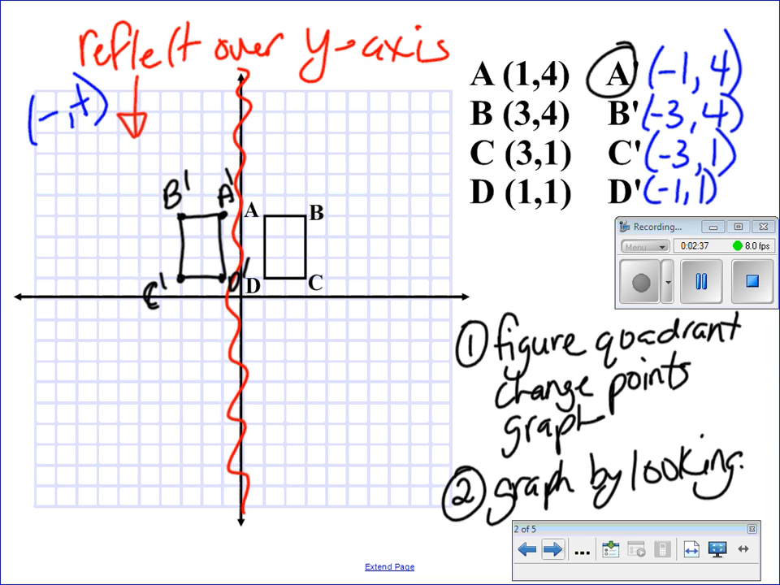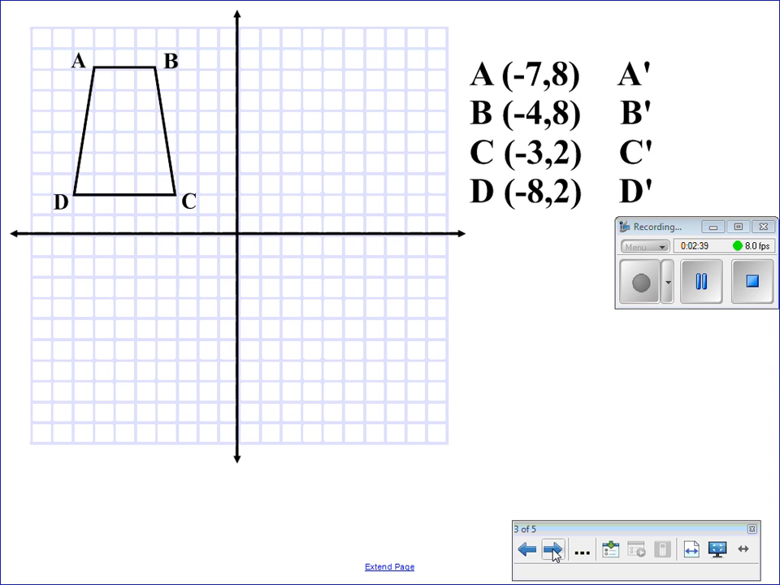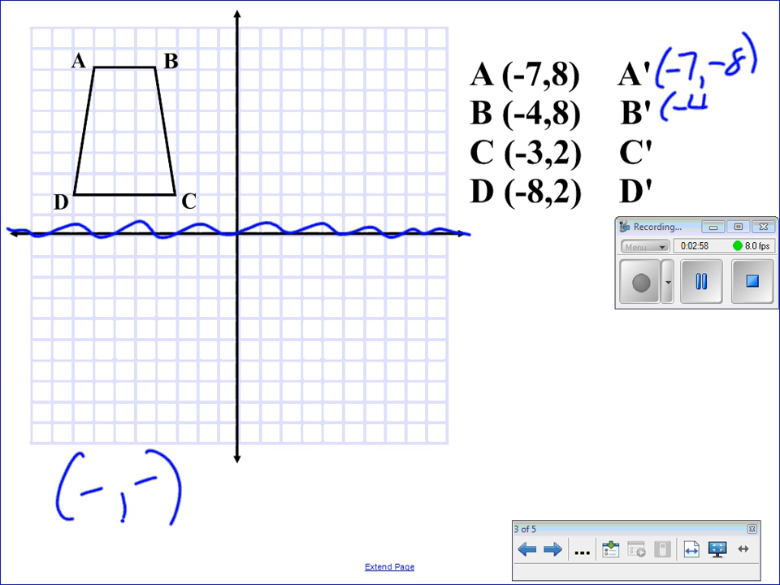Okay, let's look at one that goes over x. Okay, go down to here. And this one I want to go over x, so I'm going to go over this line. Okay, once again, if I'm in this quadrant, my quadrant is negative, negative. So my first point is going to stay the same, and my second one's going to become negative.